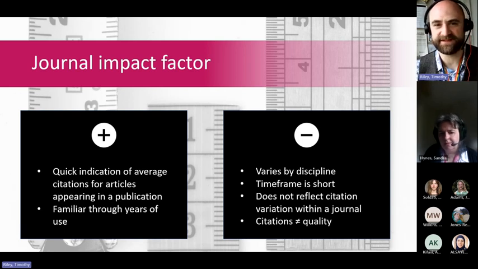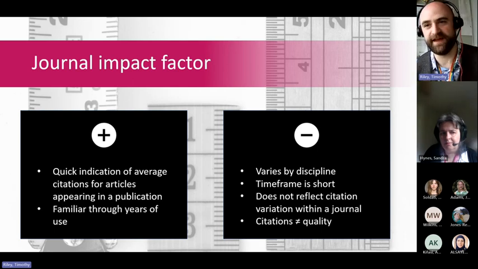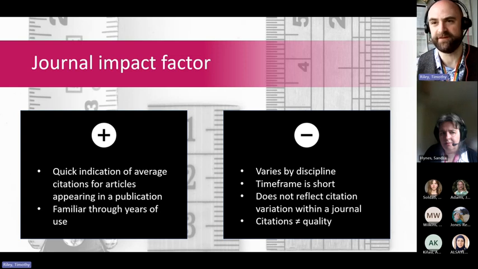As well, it doesn't reflect the variation in the number of citations within a particular journal. So quite often you'll have journals that'll have a few really high impacts or really highly cited articles, and that can skew the average by a huge amount. You'll have a very long tail maybe of articles that don't have very many citations at all. So it might not really give you a particularly good idea of the average article in that journal, how likely it is to be cited, because there could be so much variation within an individual title.